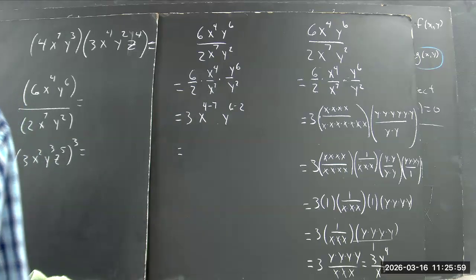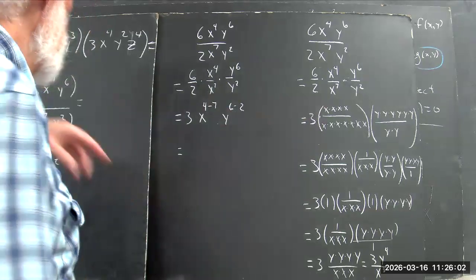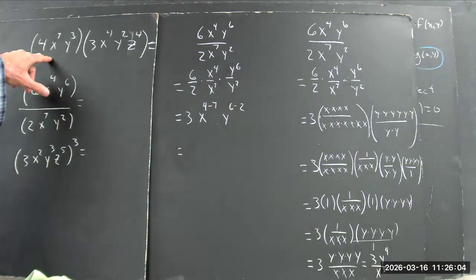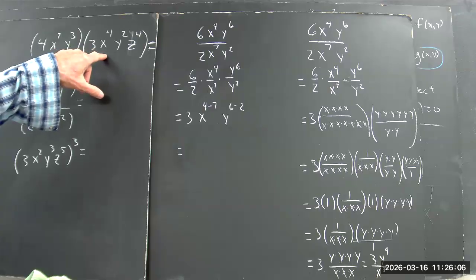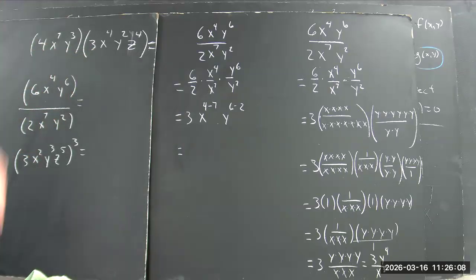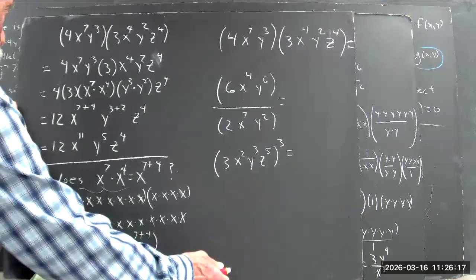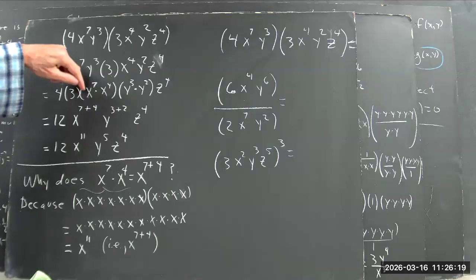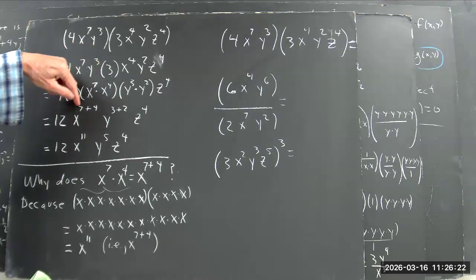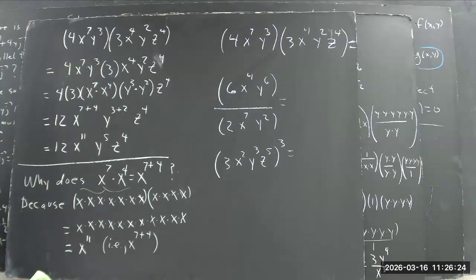Okay? Just like on the first problem, we had x to the 7th times x to the 4th. That was x to the 7 plus 4. And we could have written it that way. Okay, and we did write it that way. x to the 7th times x to the 4th is x to the 7 plus 4. Many of you wrote it out that way. You know that rule. Okay, and I'm comfortable that everybody's okay with that one.